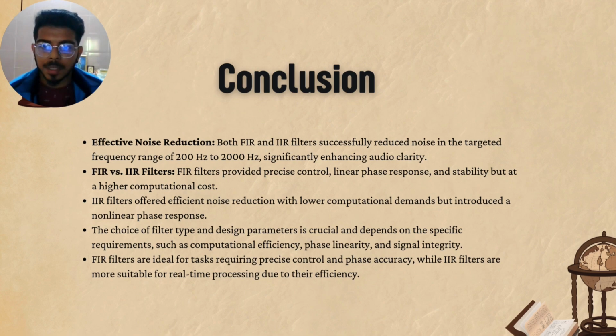As a conclusion, for effective noise reduction, both FIR and IIR filters successfully reduced noise in the targeted frequency range of 200 to 2000 Hz, significantly enhancing audio clarity. And then FIR filters provided precise control, linear phase response, and stability, but at a higher computation cost. IIR filters offered efficient noise reduction with lower computational demands but introduced a non-linear phase response.